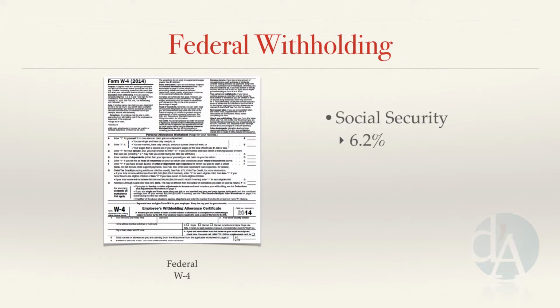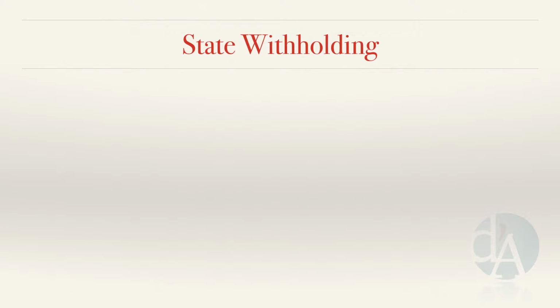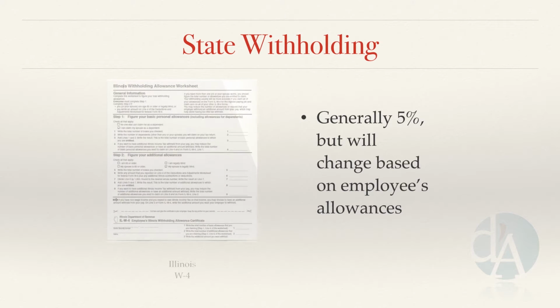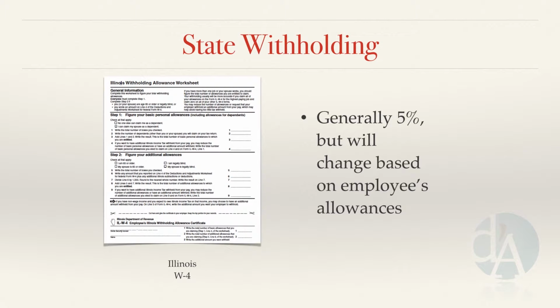The Social Security and Medicare are fixed percentages. Social Security is 6.2%, and Medicare is 1.45%. The state withholding is generally 5% unless your employee has different allowance structures. If they're married or if they claim more allowances, that 5% will change.